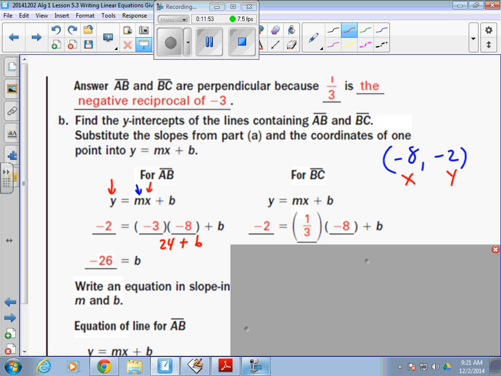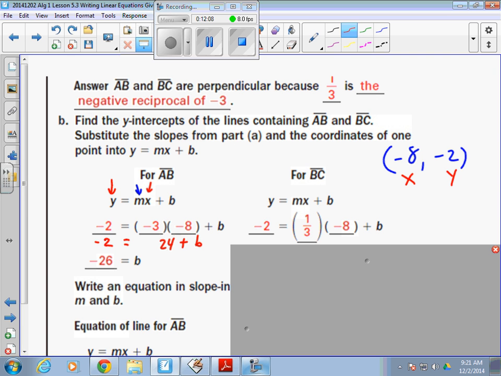This is the step that goes in the middle. And then when you get B by itself, you subtract 24 on both sides. You get B's value is -26. So you have M's value is -3, and B's value is -26.